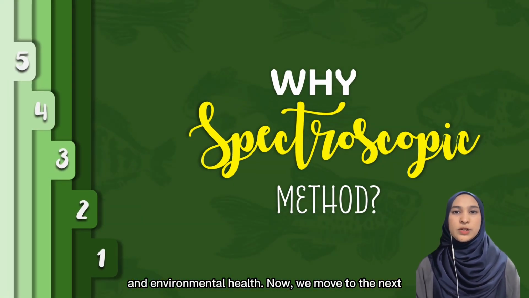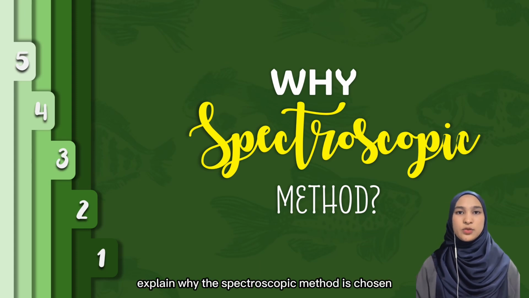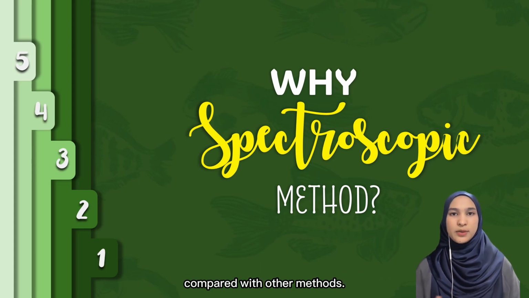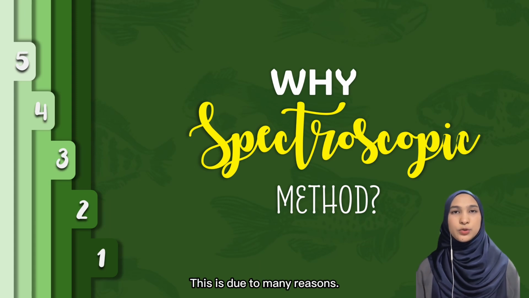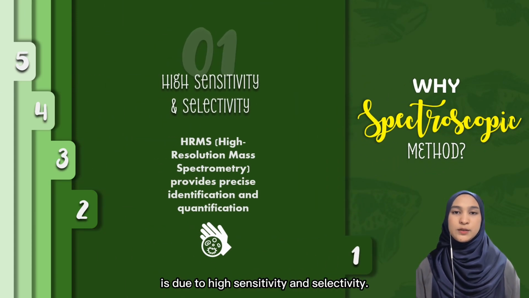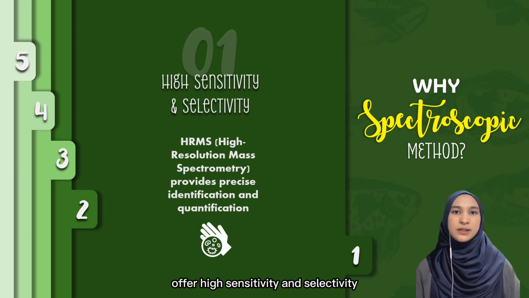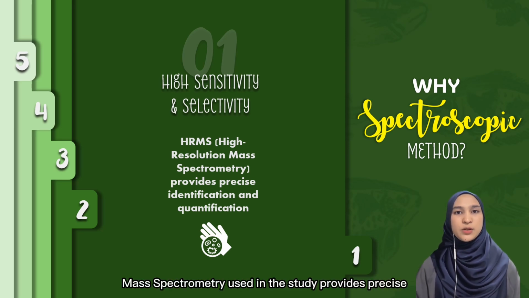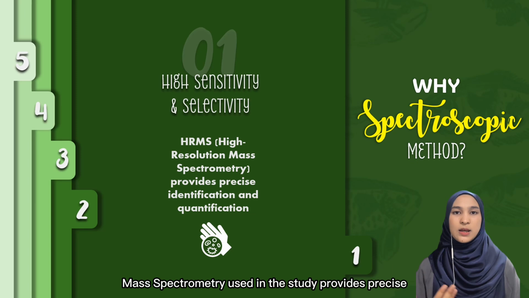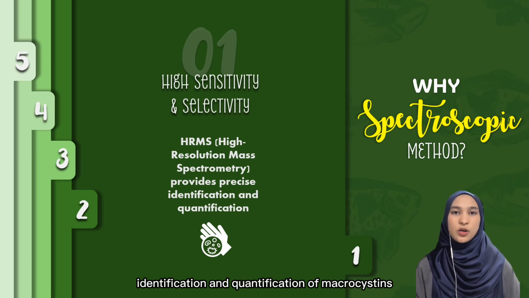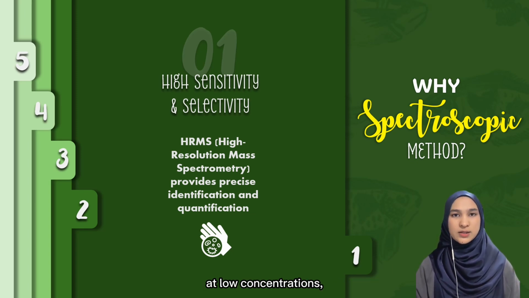Now, we move to the next part where I will explain why the spectroscopic method is chosen compared with other methods. This is due to many reasons. First and foremost is high sensitivity and selectivity. Spectroscopic methods such as mass spectrometry offer high sensitivity and selectivity in detecting and quantifying analytes in complex matrices like fish tissue. The high-resolution mass spectrometry used in this study provides precise identification and quantification of microcystins at low concentrations, which may not be achievable with non-spectroscopic methods.